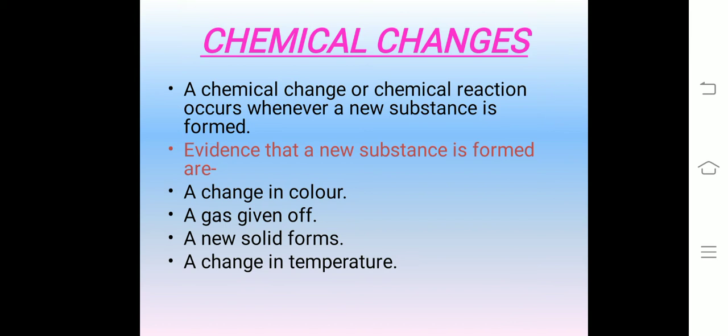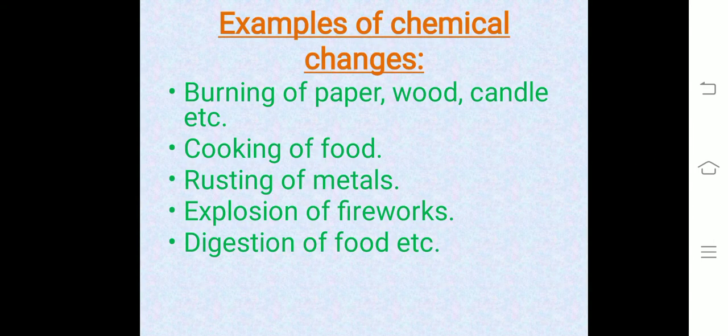Chemical changes. A chemical change or chemical reaction occurs whenever a new substance is formed. How do we know that a new substance has formed? Well, there are certain evidences like change in color, a gas given off, a new solid forms, or a change in temperature. Examples of chemical changes include burning of paper, wood, candle, etc. Cooking of food, rusting of metals, explosion of fireworks, digestion of food, etc.